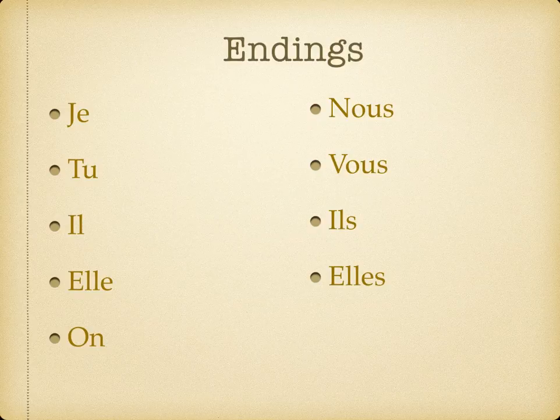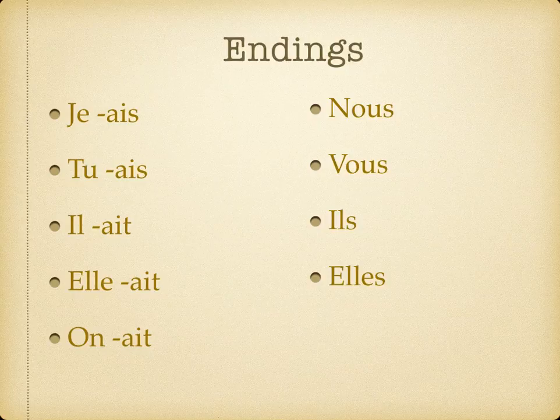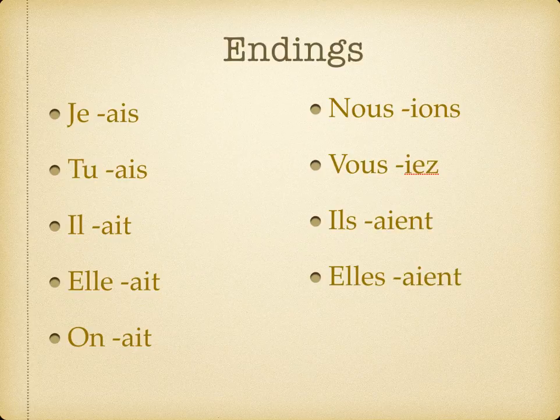Our imparfait endings then: all we have to do is find that stem and slap on our endings like any other verb tense. So, ais, ais, ait, ions, iez, and aient.